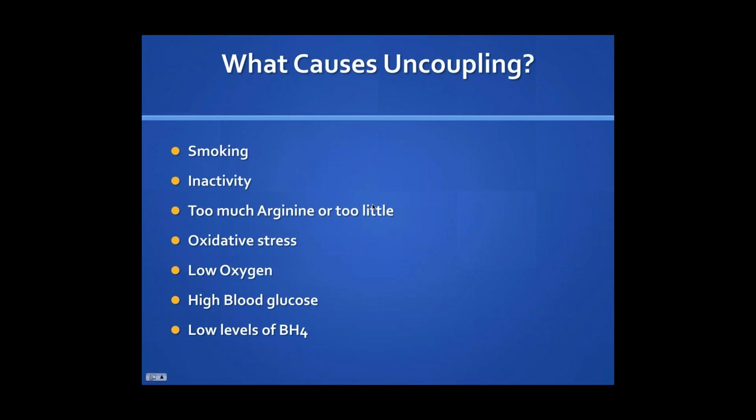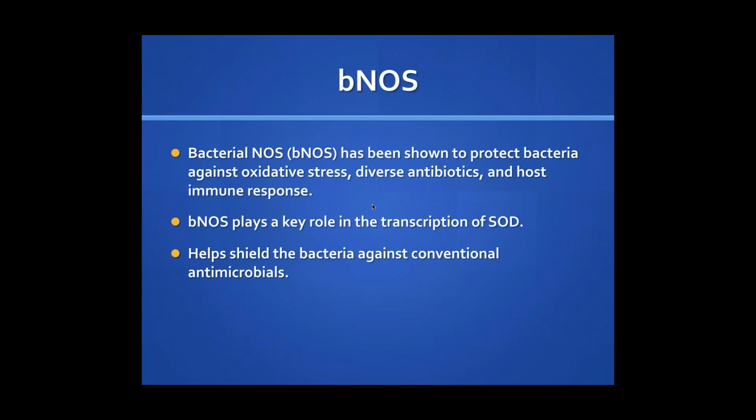So what causes this uncoupling? And what I mean by uncoupling is the conversion of nitric oxide to peroxynitrite. Smoking, inactivity, not enough exercise, too much arginine or too little arginine, oxidative stress, low oxygen, high blood glucose, and low blood levels of BH4, as we talked about.